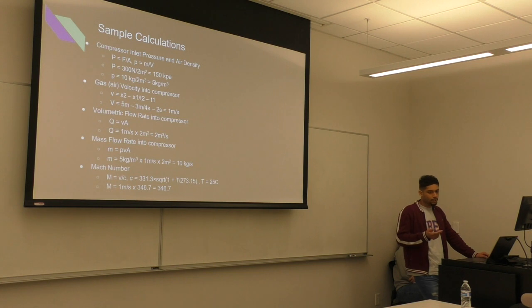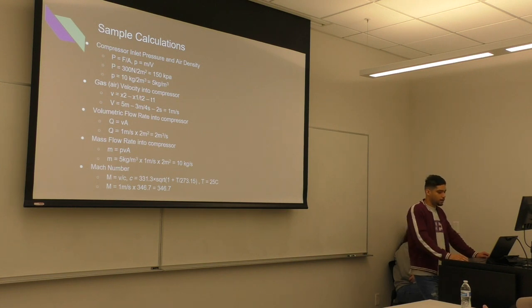To find the speed of sound, we have to use that equation right next to the Mach number equation. And the only variable that we need to plug in is the ambient temperature, which will be 25 degrees Celsius because we're going to have the Turbogen outside. And then we plug it in and solve for our Mach number.